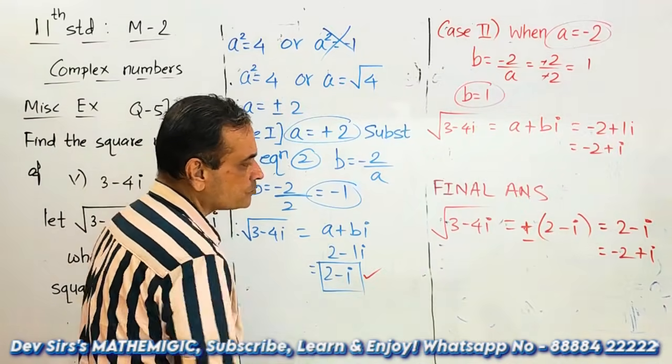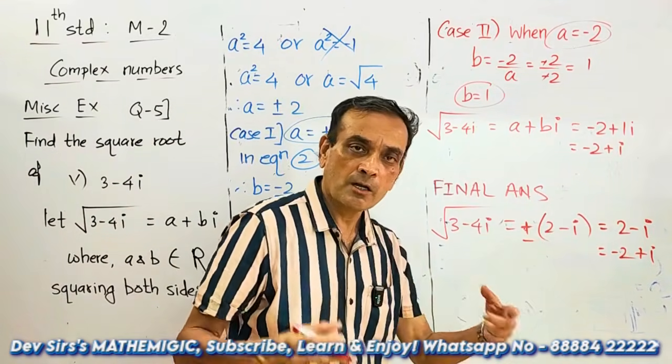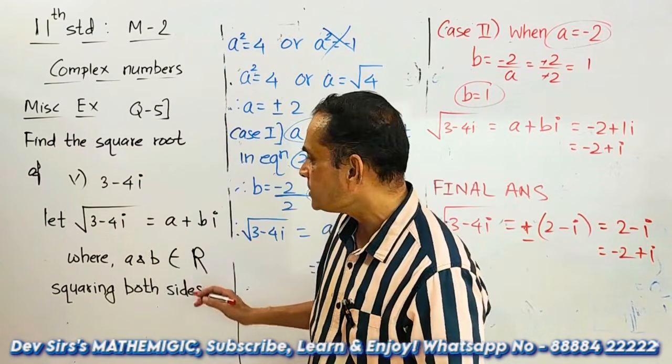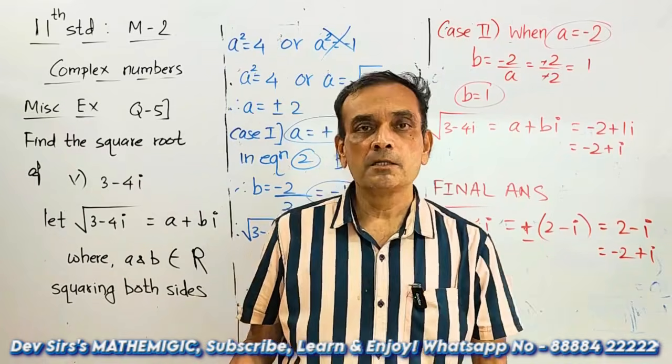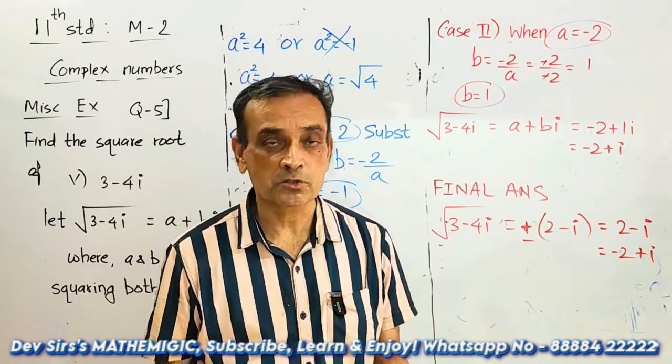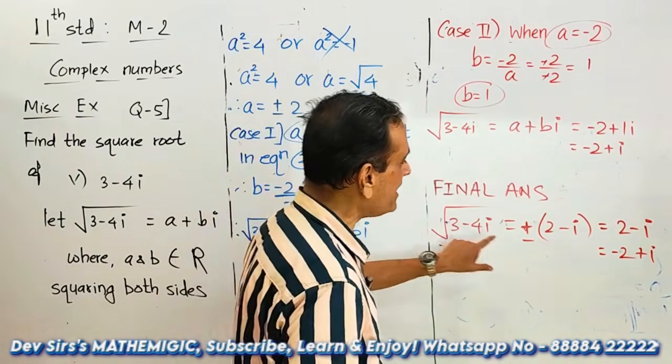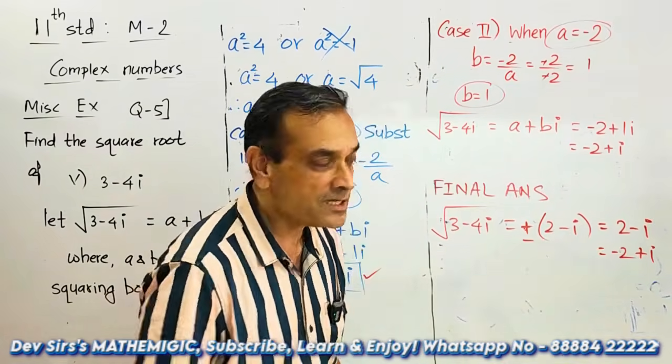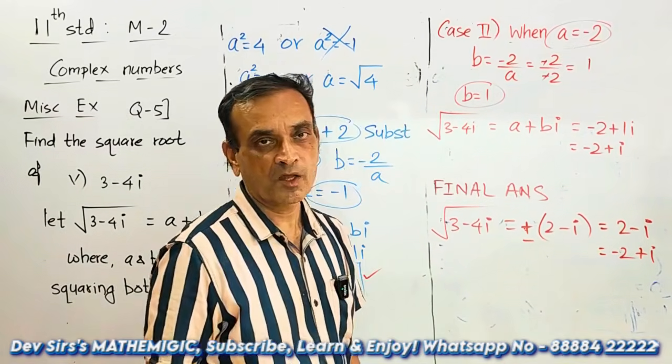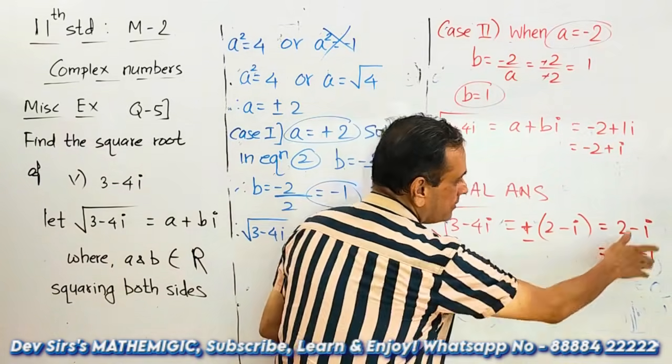Select any one answer, उसके सामने प्लस माइनस साइन डालो, और बनता भी है क्योंकि स्क्वायर रूट इज ऑलवेज प्लस माइनस. Square root of 16 is plus minus 4. So similarly, square root of a complex number has to be plus minus. So that is the better way of writing.